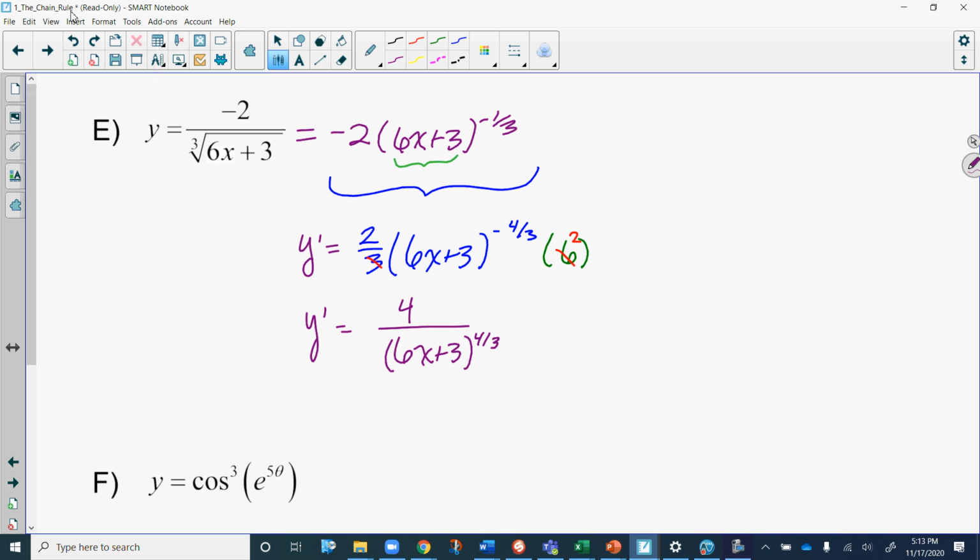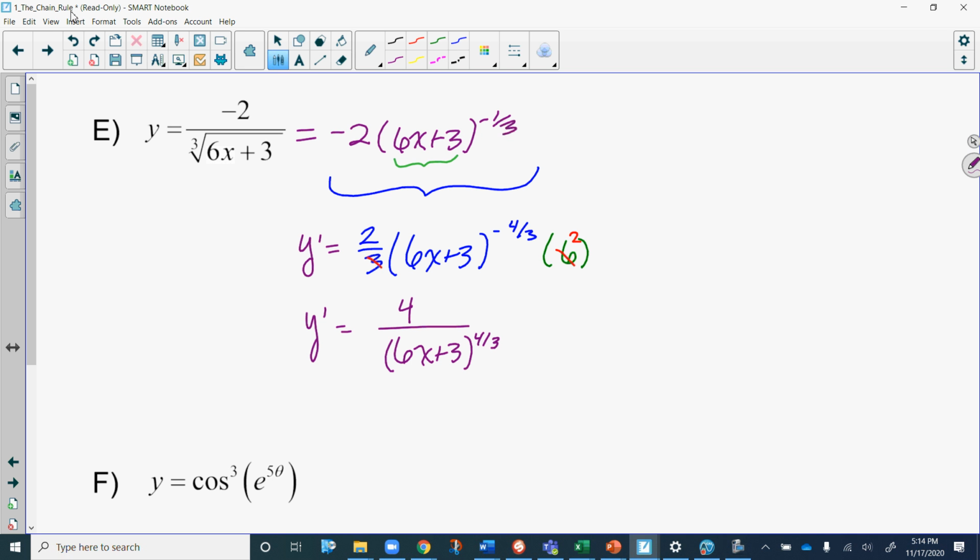Okay, so how did you do? I wound up with a derivative of 4 divided by 6x plus 3, quantity raised to the 4/3 power. So the derivative of the whole thing, we use the power rule. So the negative exponent and the negative 2 multiply together to give me the positive 2/3. Subtracting negative 1/3 by 1 gives me the exponent negative 4/3. So that's the derivative of the whole thing that's in blue. The derivative of the inside part I'm doing in green. So the derivative of 6x plus 3 is just 6.